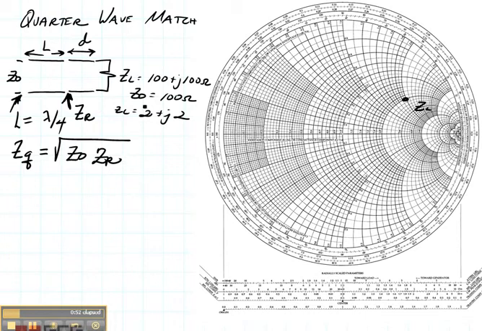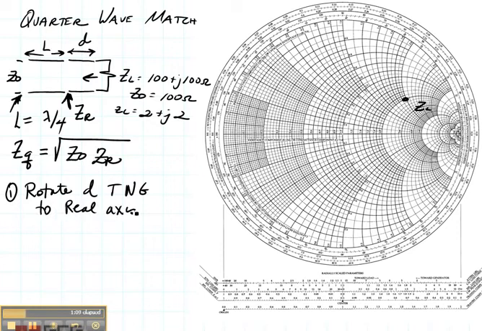So what we're going to do is take ZL and rotate a distance d towards the generator. See, here we're going to go towards the generator to the real axis. The place that the imaginary part is 0 is right along here. So we're going to rotate towards the generator until z reaches the real axis. And this distance right here is d.